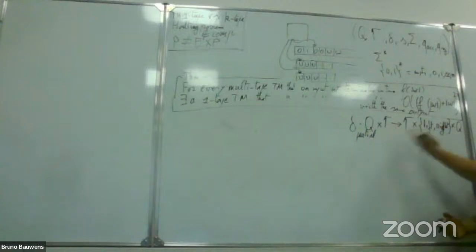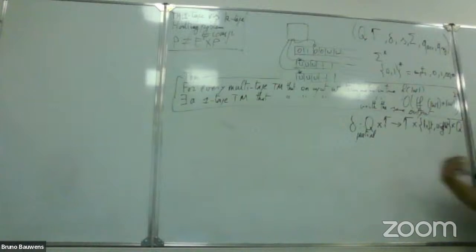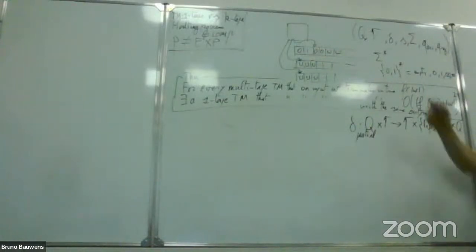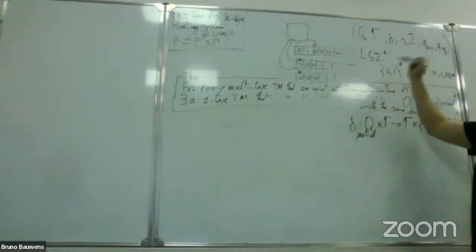Now we view a machine as a device to say accept or reject, and so we can define the language recognized by the machine. That's just all the strings that are accepted by the machine. We say that a machine recognizes a language if it accepts precisely those strings in the language. Note, a language is a subset of sigma star.